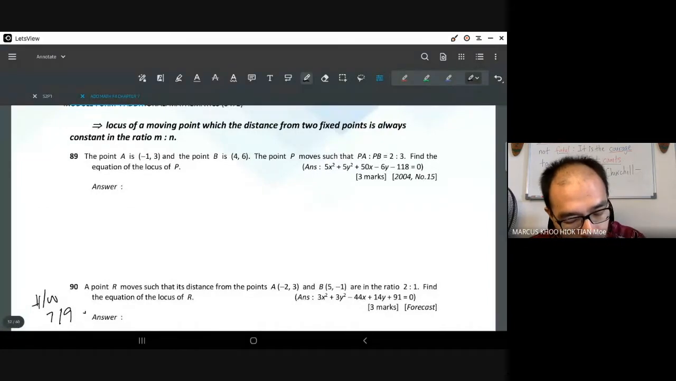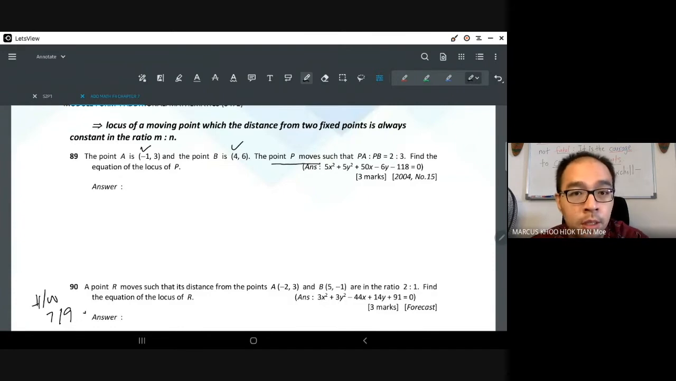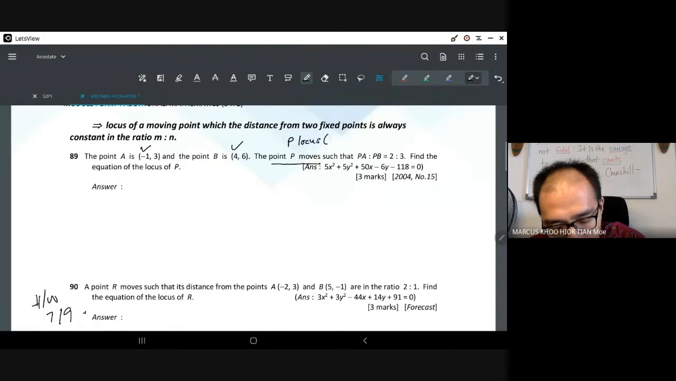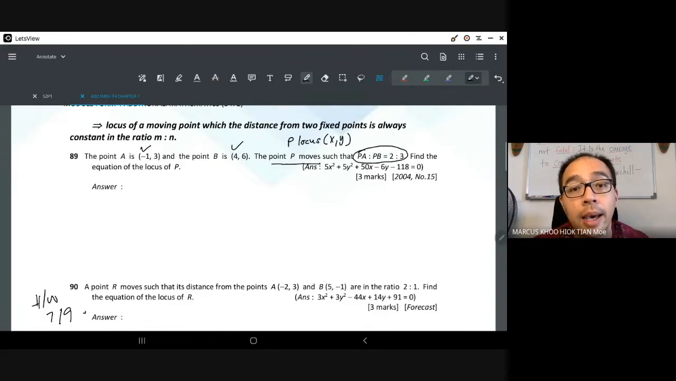Now you have 2 points that are fixed. Ini adalah fixed point sudah. A is (negative 1, 3), B adalah (4, 6), and then dia cakap point P moves. Point P moves maksudnya P adalah locus (x, y). So the two fixed points is there, and then the one moving point is there. Tapi sekarang kita ada ratio. PA and PB equals 2 and 3. Let's start with the ratio. The key to answering this is to start with the ratio.